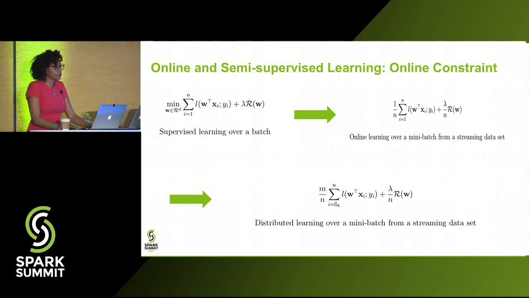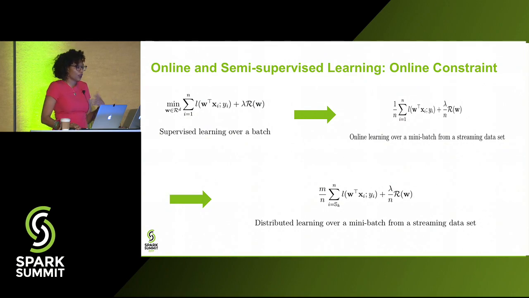So in the traditional sense, you start off with your supervised learning over a batch where you're trying to minimize some loss function, or some optimization function if you're looking at a utility function, over the entire batch. In the online sense, you're looking at a portion of all of the data. So you have n instances and you're looking at 1 over n of the loss function that you can derive for that particular instance. In distributed learning over this mini batch, you have M nodes processing n instances each in a streaming format, and each node is processing some subset of the initial batch of data.